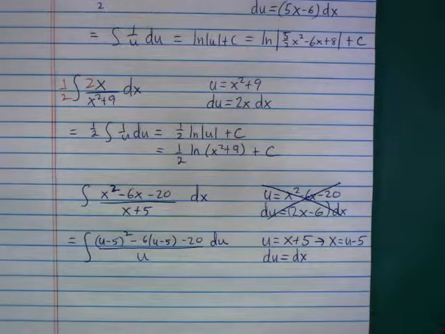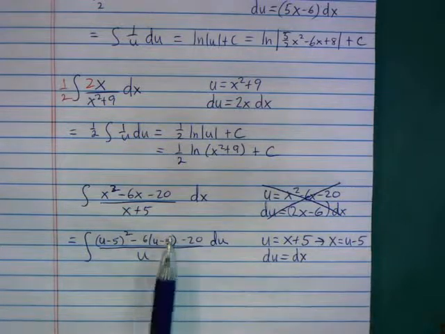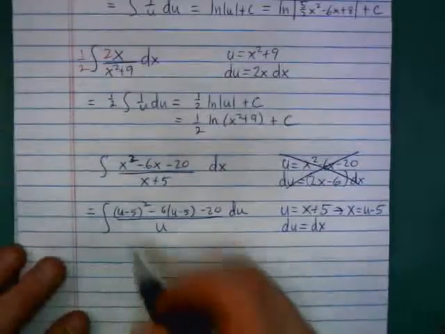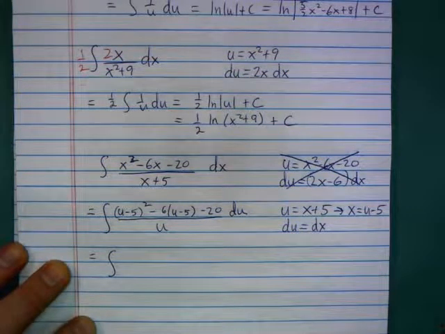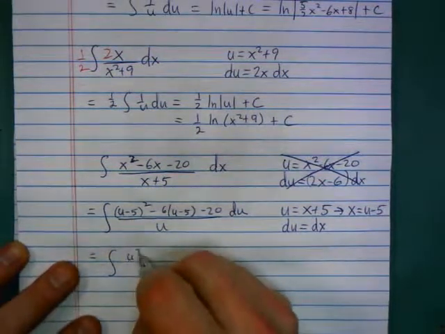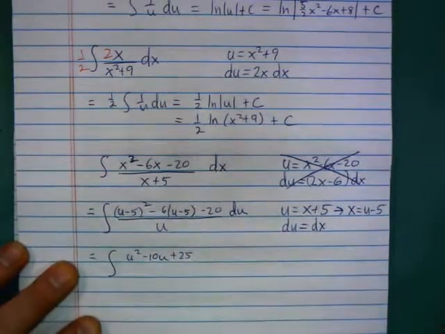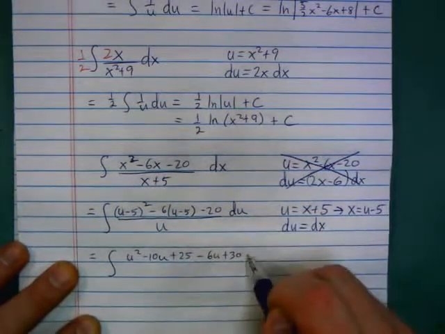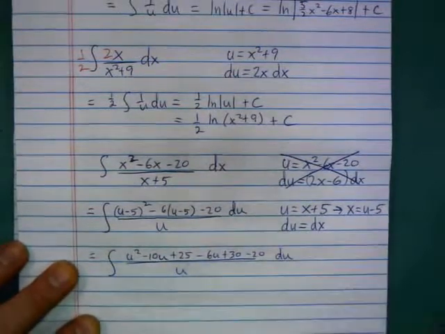I think what I need to do is simplify on my top. I think you're exactly right. I think I need to FOIL this out. I need to distribute there. Then I need to combine all my like terms and see what I have. All right, so what's (u minus 5) squared? u squared minus 10u plus 25 minus 6u plus 30 minus 20 all over u du.